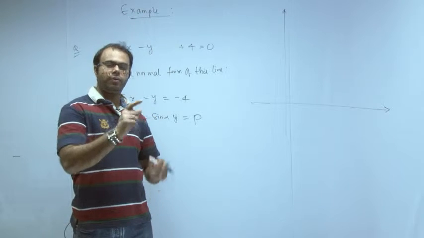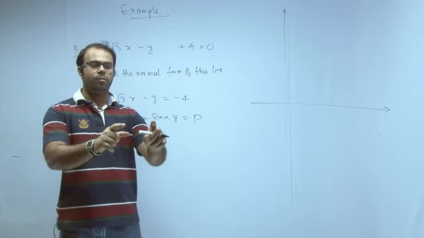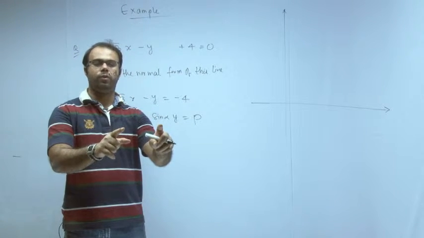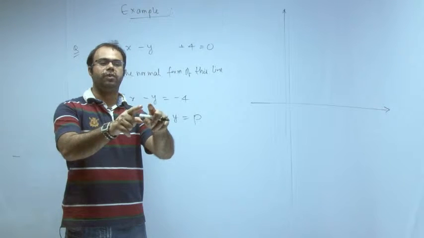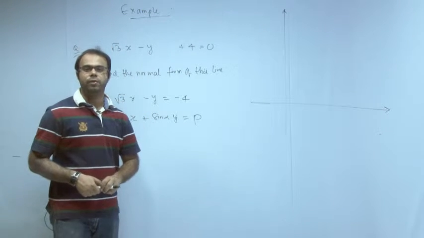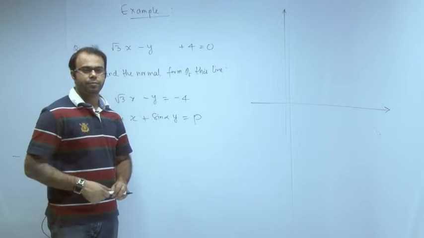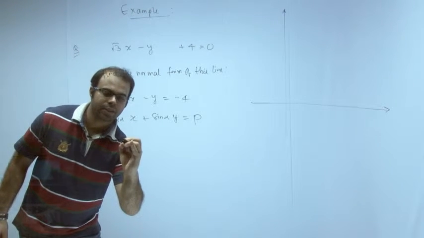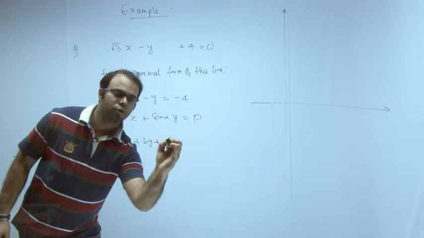This is sin alpha equal to minus 1, it's okay, you will say that sin alpha can be minus 1. But sin square alpha plus cos square alpha must be equal to 1. Root 3 square is 3 and minus 1 square is 1. If you add them, you will get 4. That is not 1.